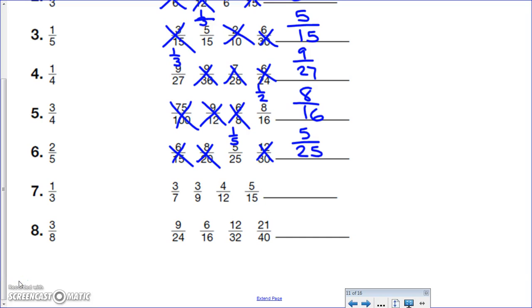For number 7, we need to simplify to 1/3. So 3/7 can't simplify any further. It is in simplest form. But we do need to check the other 3 fractions just to make sure.